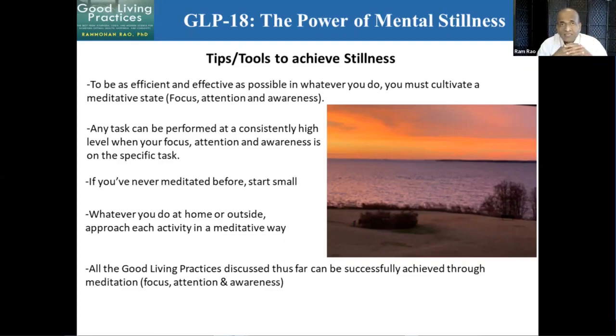Good living practice 16, session 12 or 13, I focused on chewing. Chewing requires you to chew on your food, which means you have to count on your food. I said 25 to 30 counts, which means now your focus, attention, awareness is on chewing. So see how you're bringing meditation to your act of chewing. So meditation now becomes an integral part of your life, right? The beneficial transformation that comes with it, okay, there is benefit that will definitely come with it. And that itself is a testimony to the power of mental stillness or meditation.